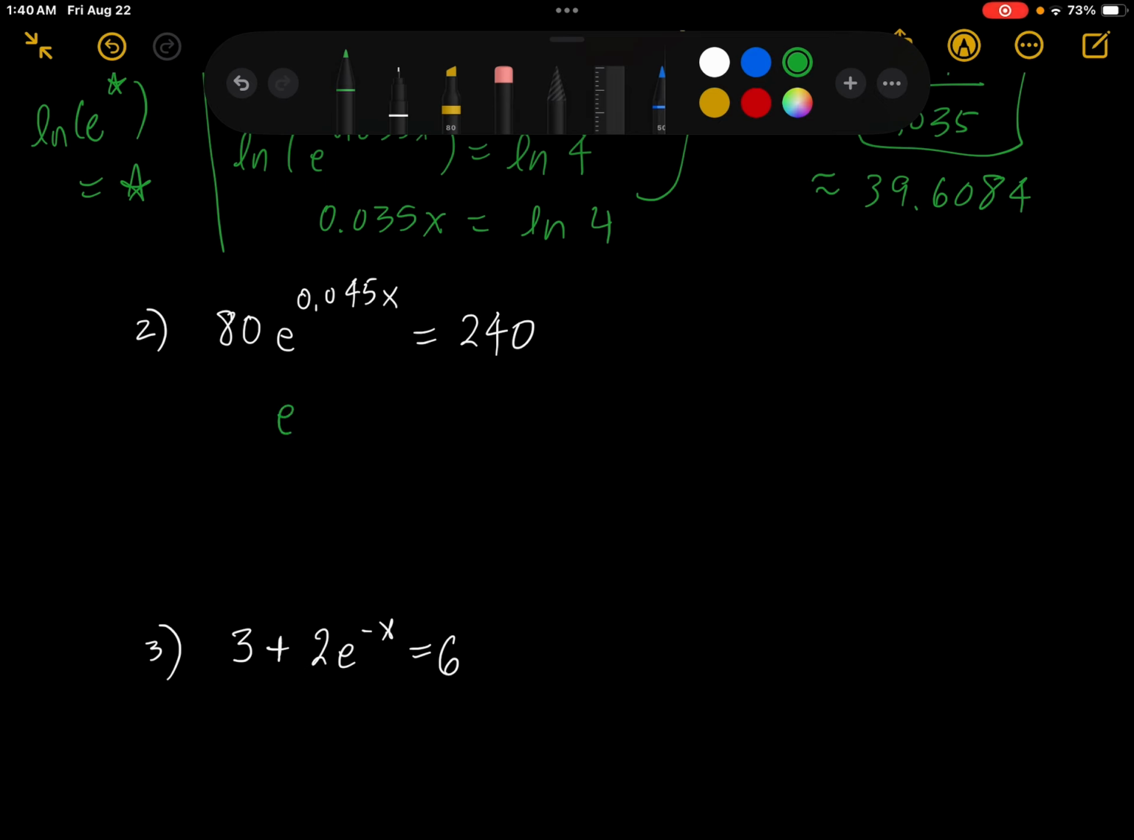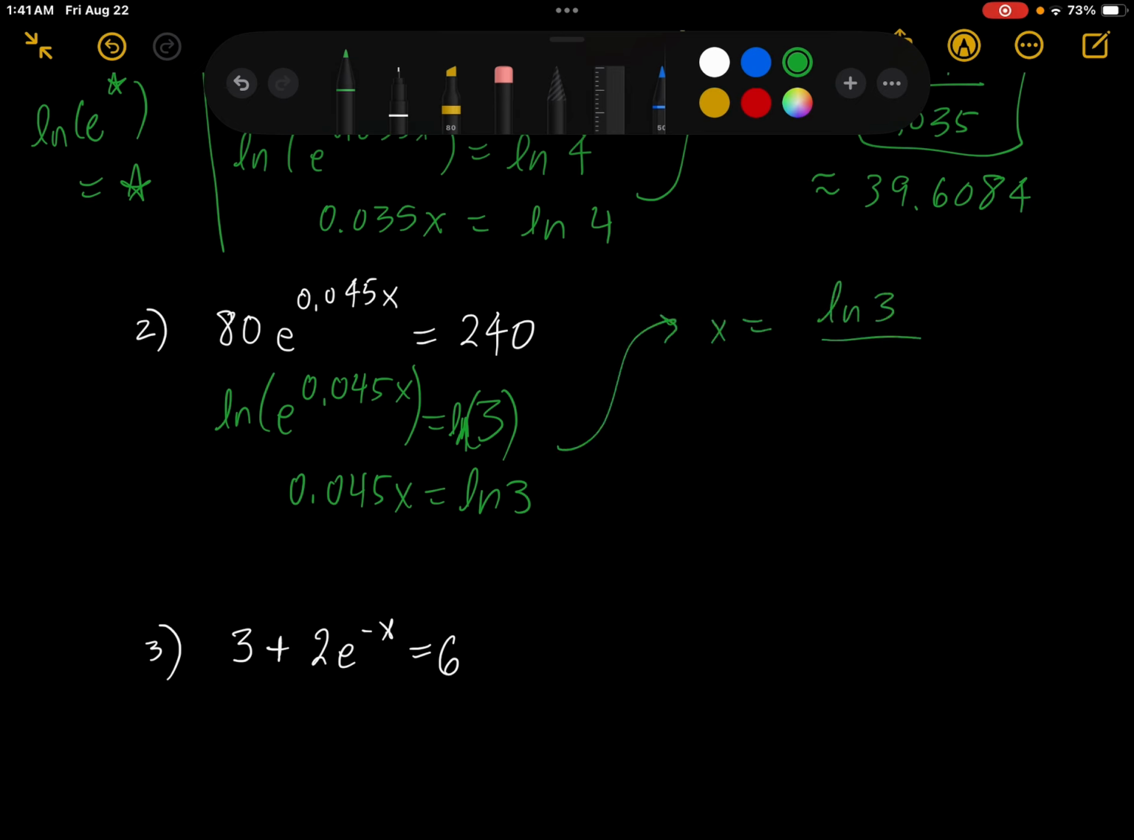Divide both sides by 80. So e to the 0.045x is equal to 3. Then what's the next step? Natural log of both sides. I'm just going to save some time by putting natural log of this and the natural log of this. It's better to write it all over again to make the third line so that it's clearer what the steps are. But I'm just going to save time by doing this, and then I'm going to get 0.045x is equal to the natural log of 3. So therefore, x is the natural log of 3 over 0.045.